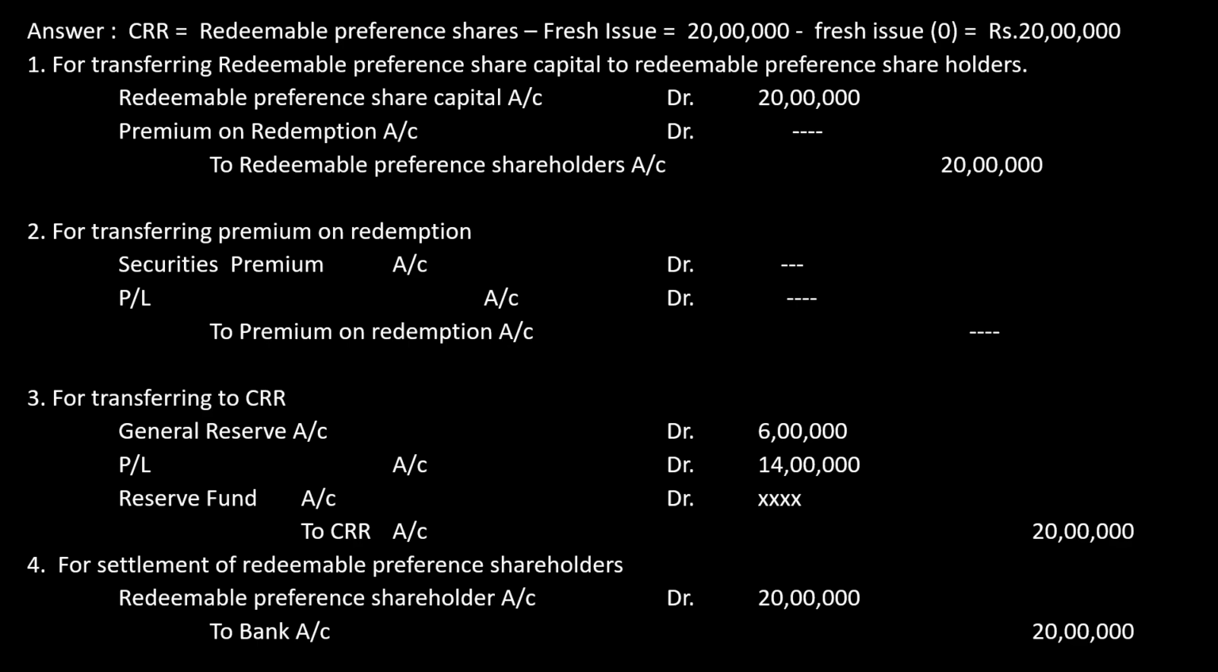So you can see the answer for this one, 20 lakh. Premium on redemption is not there, so I've written a dash over there. For transferring to CRR, I told you 6 lakh from general reserve and 14 lakh from P&L. Reserve fund is not needed there, you can put a dash, 20 lakh. The redeemable preference shareholders to bank 20 lakh. Okay, next sum.